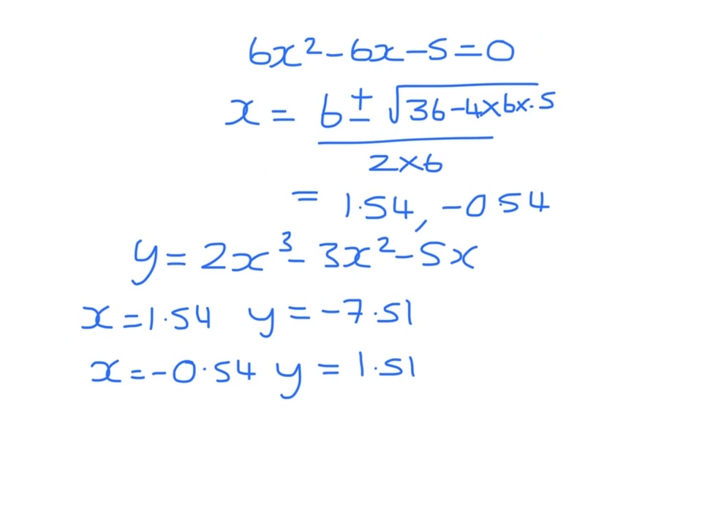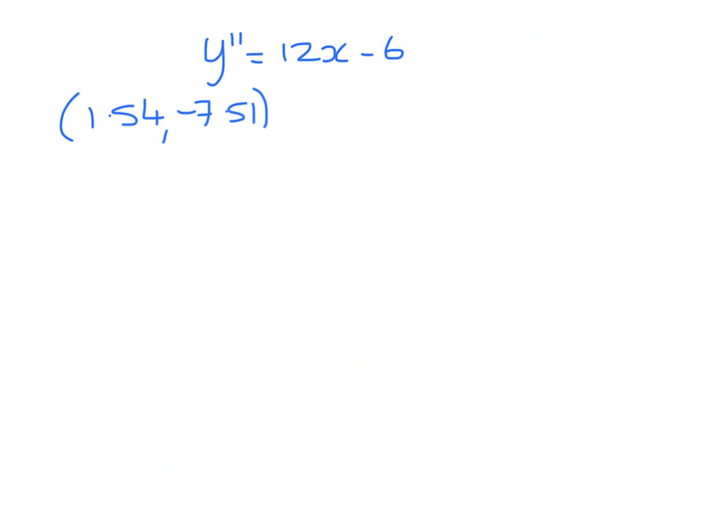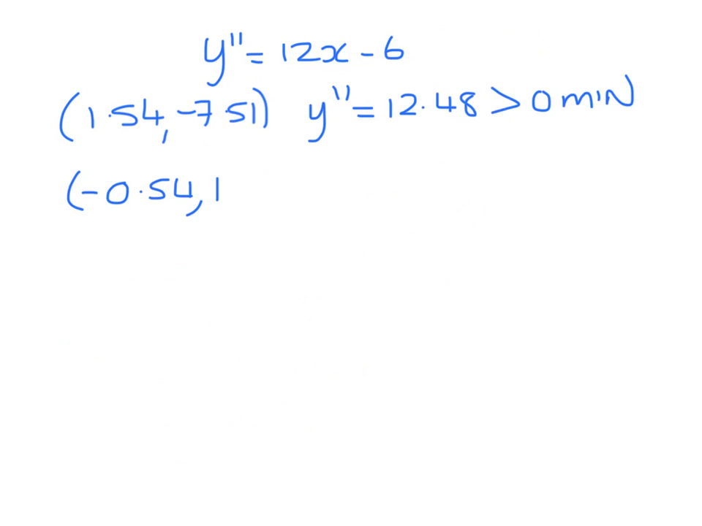What we now need to do is work out whether these are maximums and minimums. So I'm going to find the second differential, and that's going to be 12x minus 6. Substituting in 1.54, the second differential is 12.48. That's greater than 0, so this is a minimum turning point. Repeating it now for negative 0.54, 1.51, and substituting in negative 0.54, I get negative 12.48. That's less than 0, so this is a maximum.